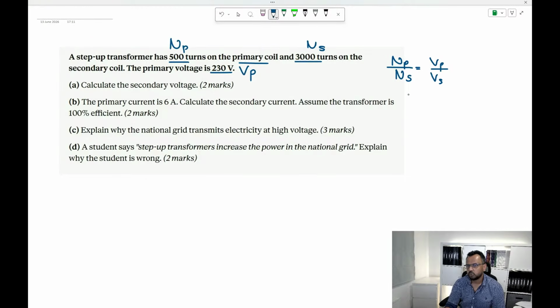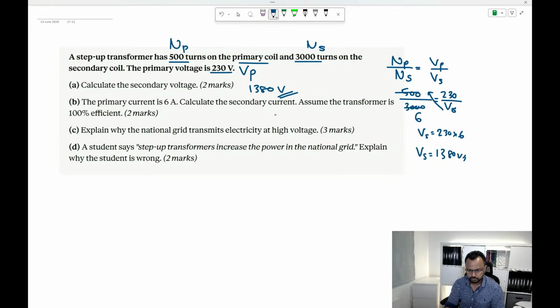Okay. So 500 divided by 3000 is V primary, the primary voltage, 230, divided by V secondary. Now what do we do? 500 goes into 3000 6 times. V secondary is actually 230 times 6. So V secondary is 1380. Yeah. 1380 volts. Thumbs up if you got this one, or any emoji, so I know.